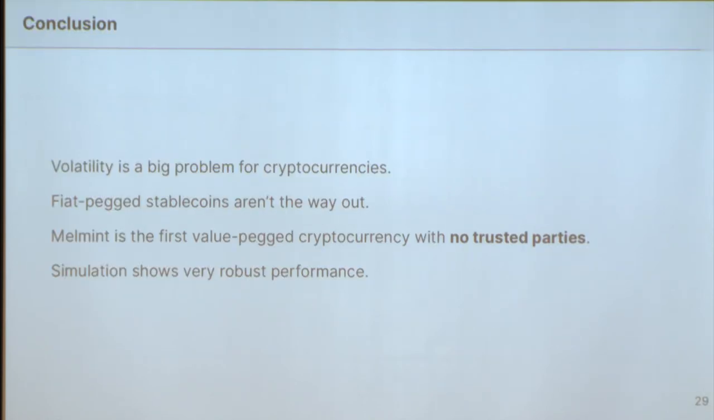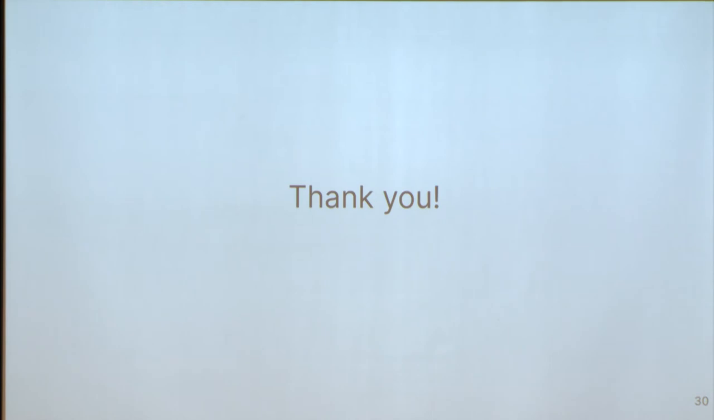So in conclusion, volatility is a really big problem, but fiat peg stablecoins are probably not the way out because they sacrifice crucial properties of cryptocurrencies. Melmint is the first value pegged cryptocurrency with no trusted parties, and simulation shows that it does have fairly robust performance. Thank you.